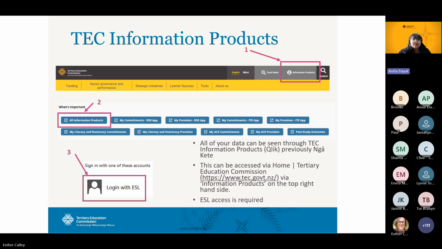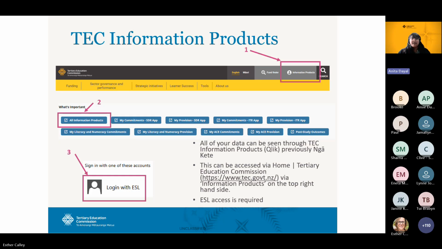So how can you access this information? All TEOs have access to their own data through TEC information products, previously known as Nakite. In the slide, we have screenshots of how you can access these information products. To access the information products, you can go to the tec.govt.nz website and click on the Information Products button on the top right-hand side. Once you click on that, if you cannot see the My Performance SDR app under the What's Important section, please click on the All Information Products button.